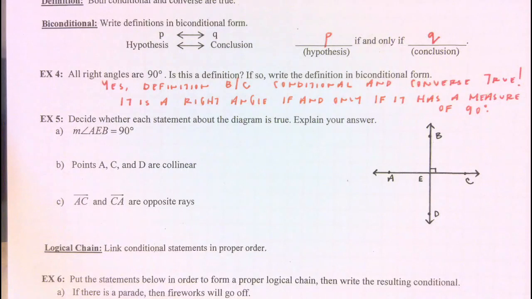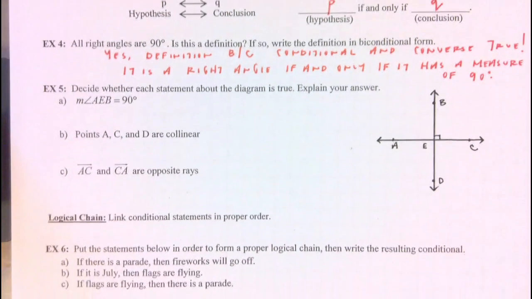Okay, so a statement is a definition if it's true in both directions, if the original conditional and its converse are both true. And when it's a definition, we can rewrite this in biconditional form. We take the hypothesis, it is a right angle. If and only if, then the conclusion, it has a measure of 90 degrees. All right, next up, example 5.